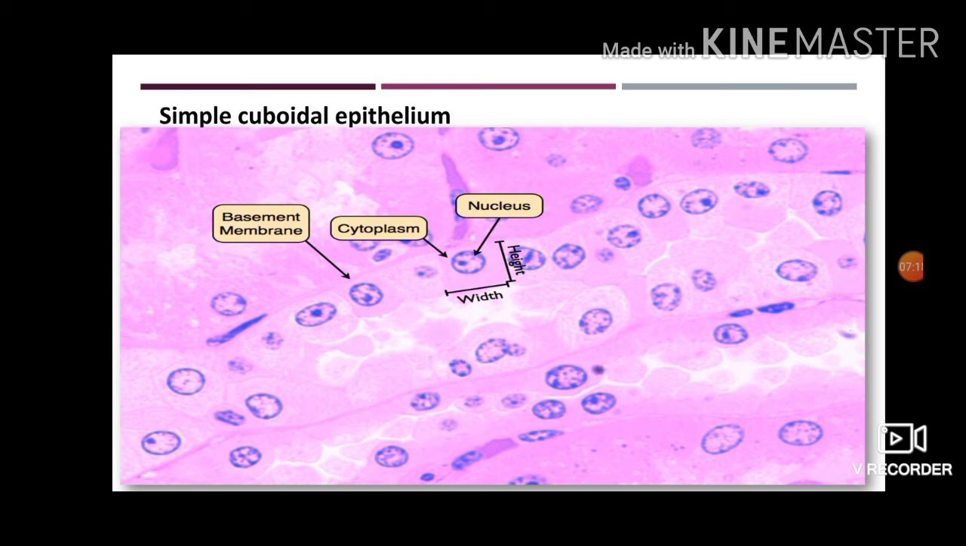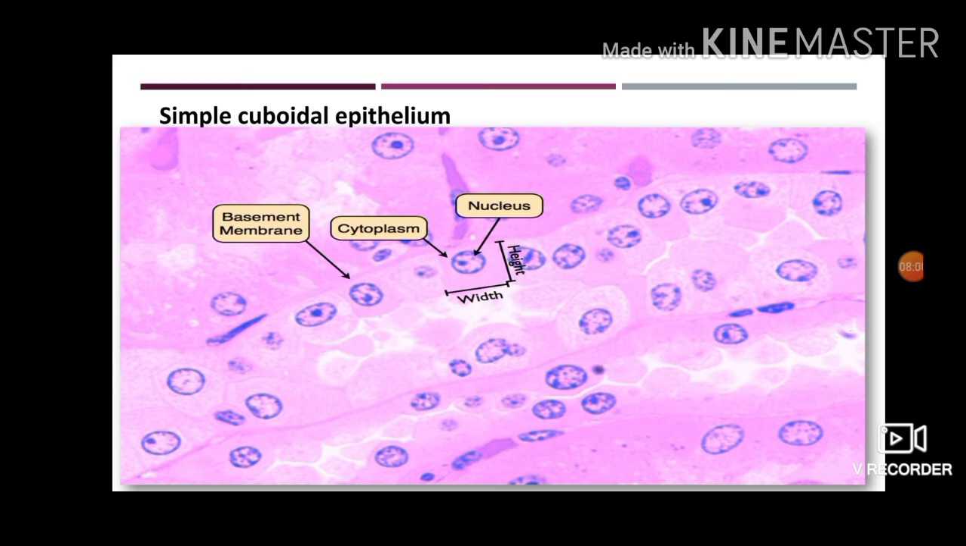So what is the location and function of this particular tissue? They are present in the ducts and tubes which are involved in absorbing and secreting material. The main function of this tissue is absorption and secretion: absorption of some nutrients, and secretion of some hormones, enzymes, etc. Dear students, simple cuboidal epithelium is also one kind of epithelium, but it is different because the shape of the cells, location and function are different. You can see clearly that each and every cell has a cube-like shape.